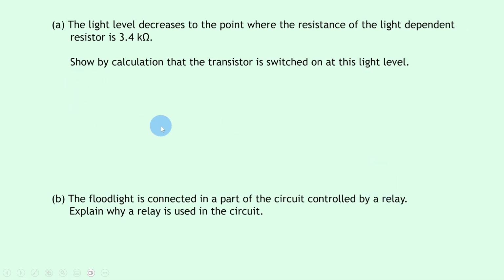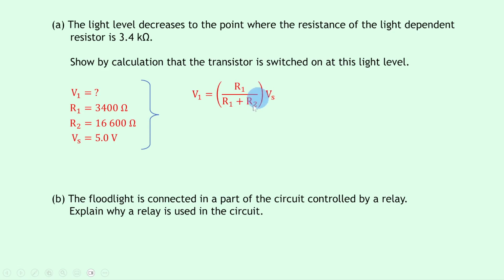So writing down what we know from the question, we're trying to find V1. We know that R1 is 3400 ohms, just changing the 3.4 kiloohms into ohms, so timesing by 1000 there. R2 is 16.6 kiloohms, which we can convert into 16,600 ohms. And lastly, the supply voltage Vs is 5.0 volts. So writing down our equation for potential dividers, where we know what the supply voltage is, we have V1 equals R1 over R1 plus R2 times Vs. Substituting in the numbers gives 3,400 divided by 3,400 plus 16,600 times 5.0, and putting all of that into your calculator should give you an answer of 0.85 volts.